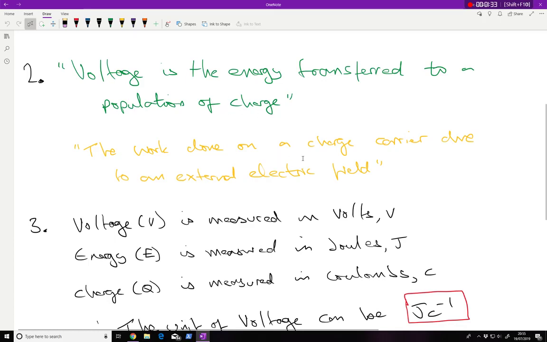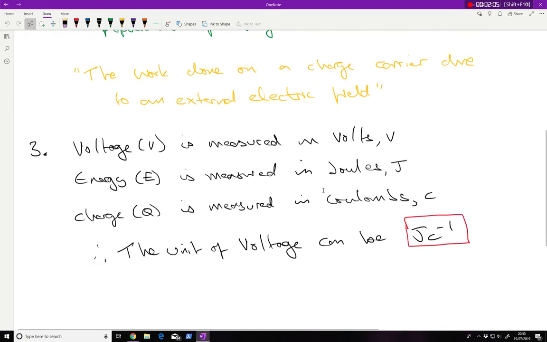It is also the work done on a charge carrier due to an external electric field. So inside a battery, especially an electrolyte battery, you have chemical reactions happening and you have a potential set up. And in that variation of potential, work is done on any charge. So energy is transferred from the electric field to charges that may be passing through, and that is how electrons get their energy and exit the battery into the rest of the circuit.